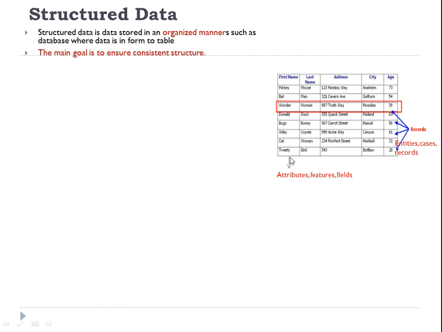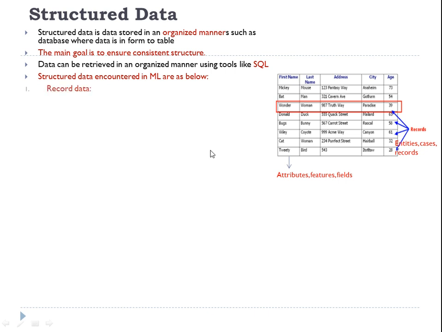The columns can be used to describe the attributes, features, fields, and the rows can be used to describe the entities, cases or records. Now the data in structured data can be easily retrieved using various tools, and a very commonly used tool is SQL. Structured data is encountered in machine learning in three ways: one is record data, the second is data matrix, and the third is graph data.